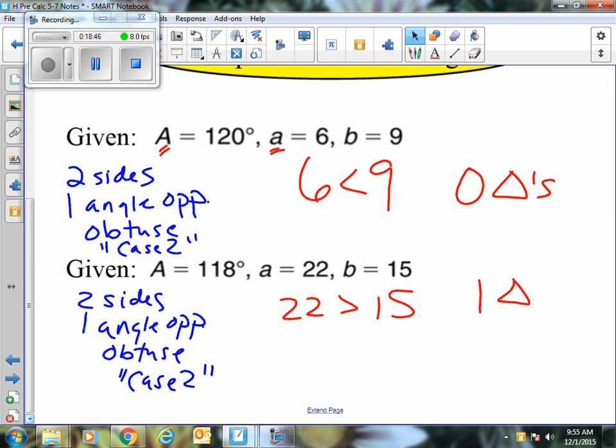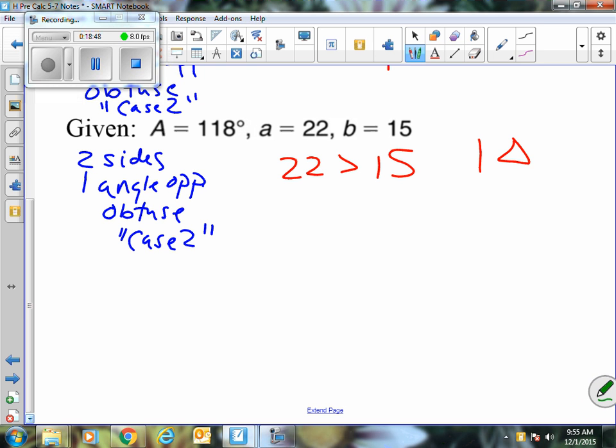But look at the bottom one, then we'll finish this one off. It's the same basic information. Two sides, angle that's opposite, it's obtuse, so it's case 2. But look at the side that's opposite. So find the matching letters here. Happen to be A. 22 is opposite. It's longer. Well, yeah, that's true. That's good. That means that you can actually draw that triangle. So if it's longer, we're going to have one triangle, one set of solutions.